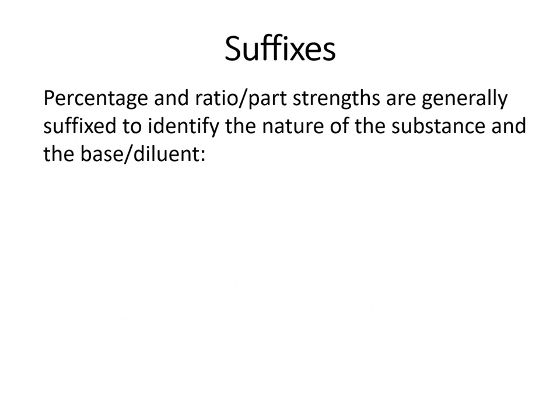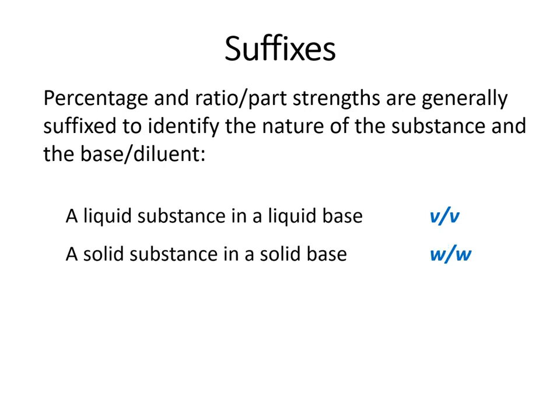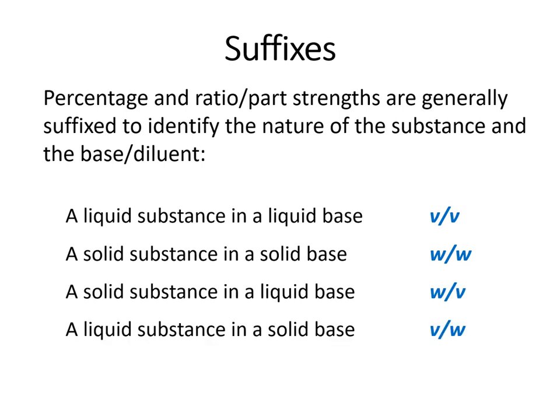In order to help us identify the nature of the substance and the base or diluent, percentage and ratio or part strengths are generally suffixed. This takes the form of two letters, V for volume of a liquid and W for weight of a solid. So, a liquid in a liquid will be suffixed VV, a solid in a solid WW, a solid in a liquid WV, and a liquid in a solid VW.